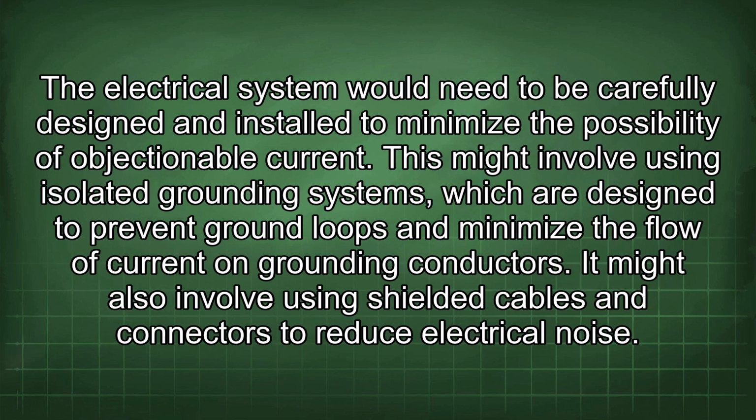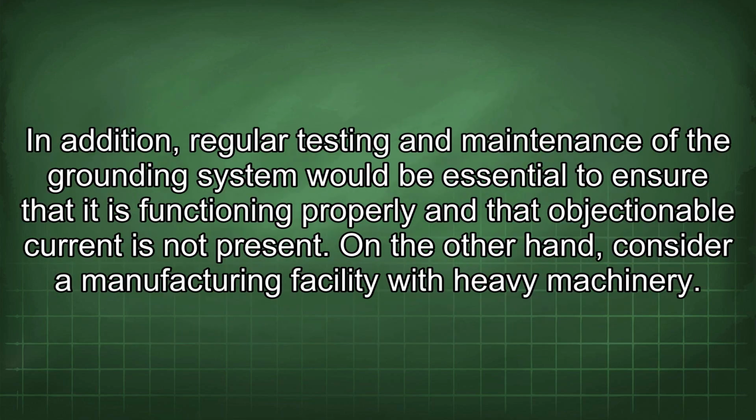The electrical system would need to be carefully designed and installed to minimize the possibility of objectionable current. This might involve using isolated grounding systems, which are designed to prevent ground loops and minimize the flow of current on grounding conductors. It might also involve using shielded cables and connectors to reduce electrical noise. In addition, regular testing and maintenance of the grounding system would be essential to ensure that it is functioning properly and that objectionable current is not present.